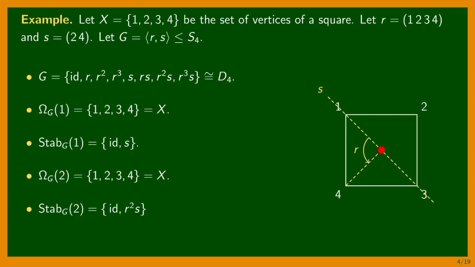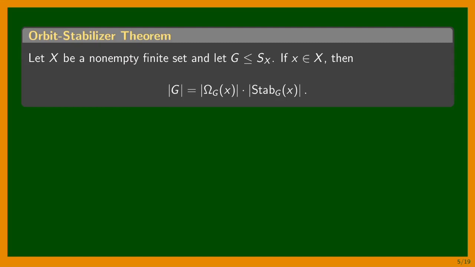Nagkataon kaya yun? Hindi. Actually, it's a theorem. And that is what we call as the orbit stabilizer theorem. It says that if X is a non-empty finite set, and G is a subgroup of S sub X, or G permutes the elements of X, and if you take a point x in the set, then the order of the group equals the number of elements in the G orbit times the number of elements in the stabilizer. To do the proof, no, ganda lang yan.